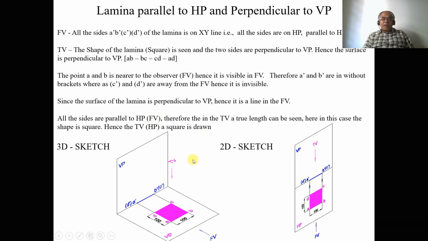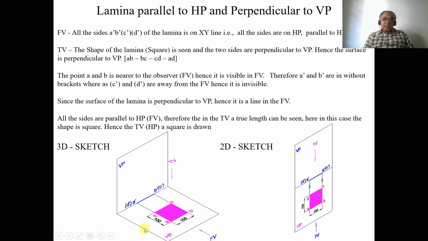So all the sides are parallel to HP. When you look from the front view, we can see all the sides are parallel to HP because all the sides are right on the XY line. So obviously it will be parallel to HP. Therefore, in the top view, you are getting the true length. Since the shape is a square, you are going to get it as a true shape.